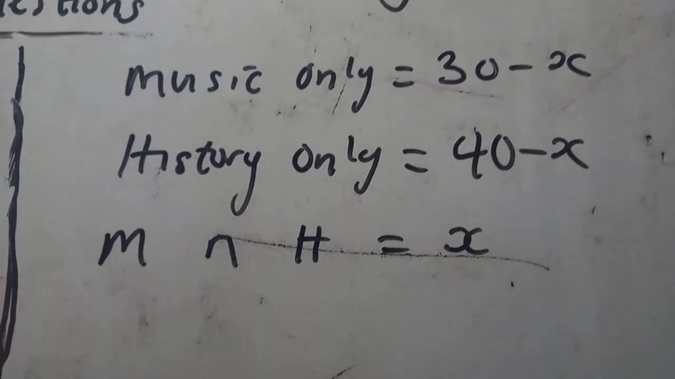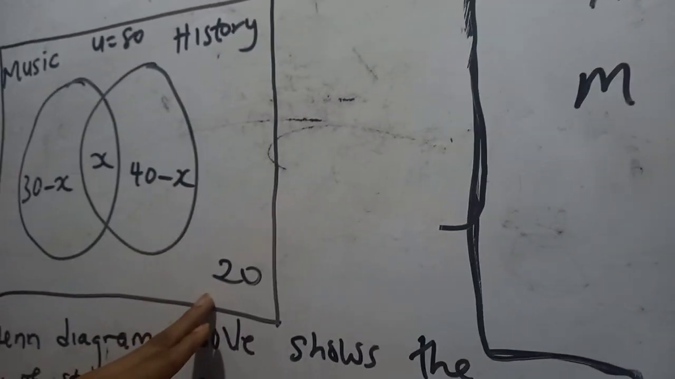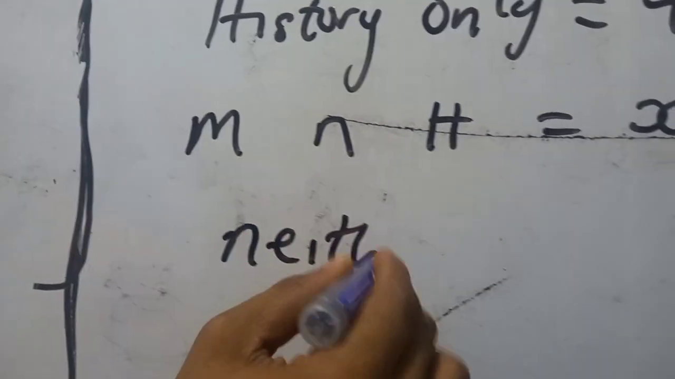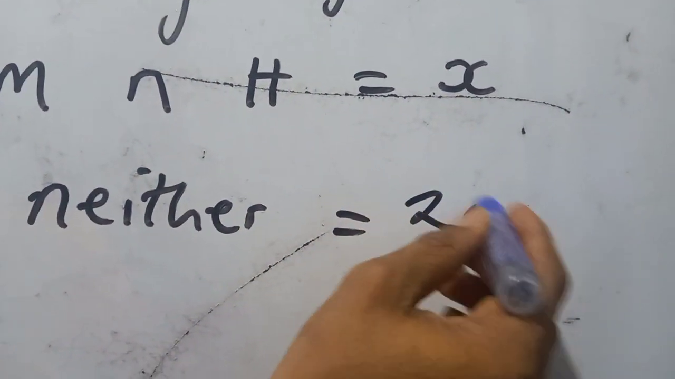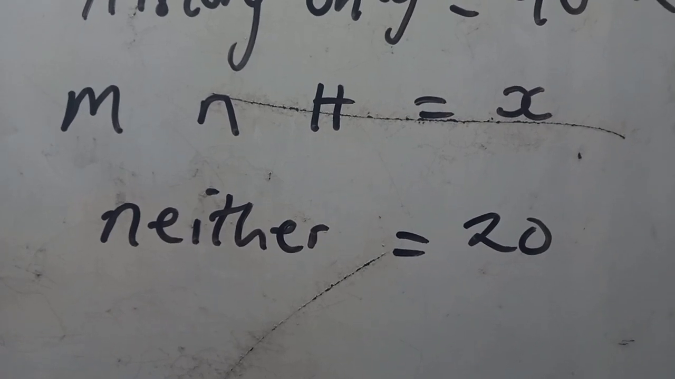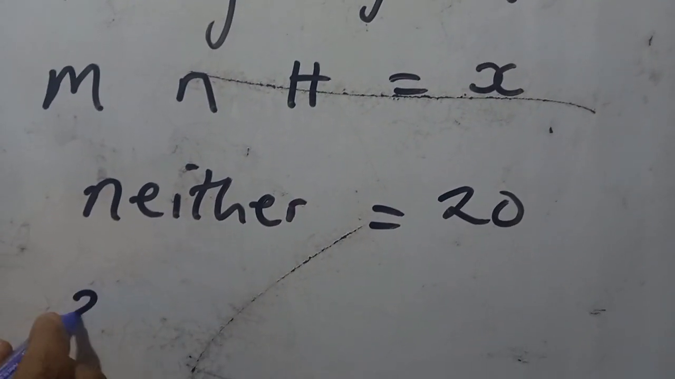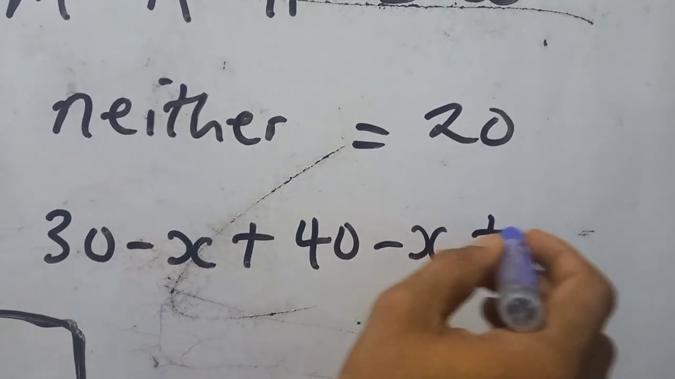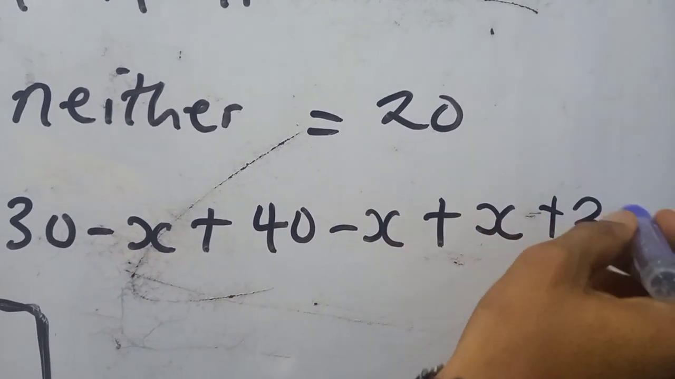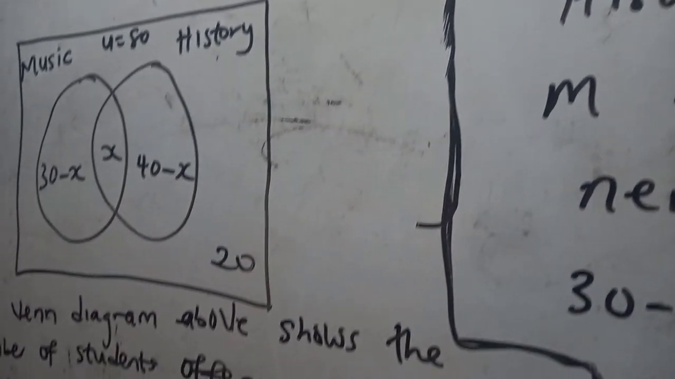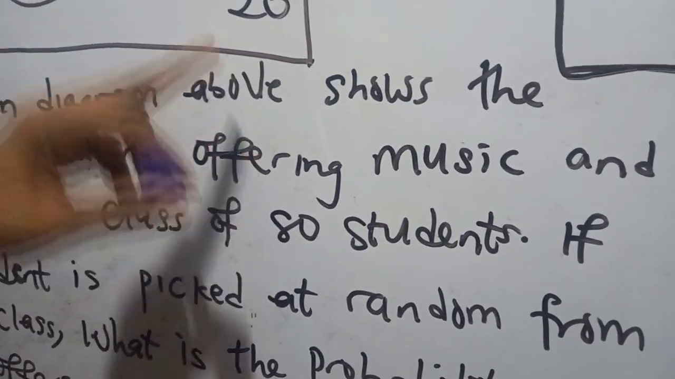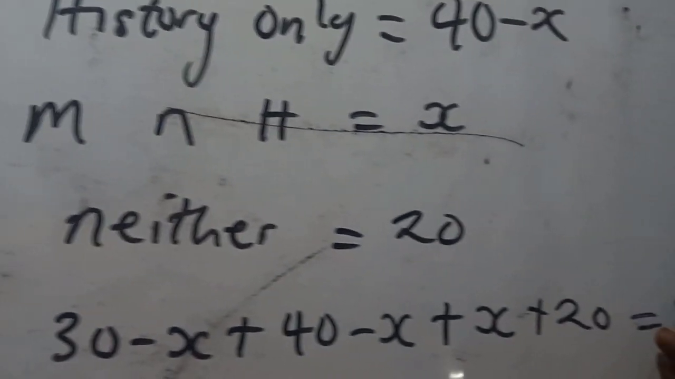Now if we look very well, we have neither as 20. So we can now compute our information here. We see that 30 minus x plus 40 minus x plus x plus 20 equals the universe, which is 80, because the Venn diagram shows the number of students offering music and history in a class of 80 students. So in total, the 80 is the universal set.